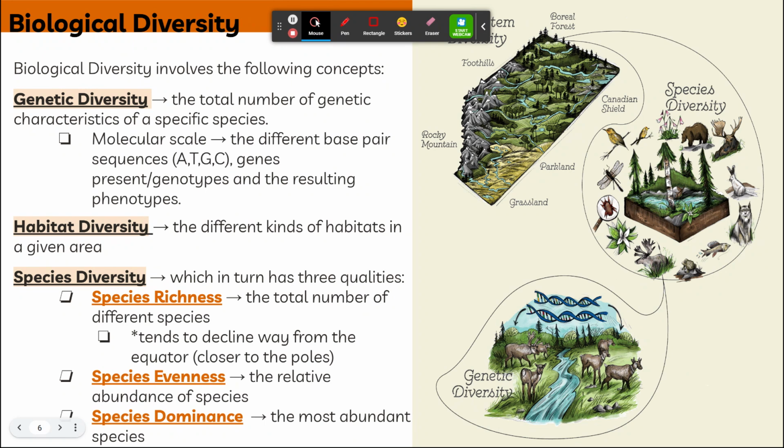Species evenness is the relative abundance of species. So how many individuals do you have in a species in comparison to another species? Like having more individuals present in a species versus another, like having more birds of one type of species versus fewer owls of another type of species. And species dominance is the most abundant species, so the most numerous, the highest quantity.